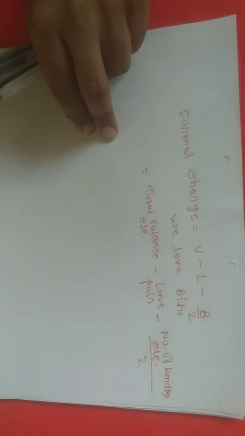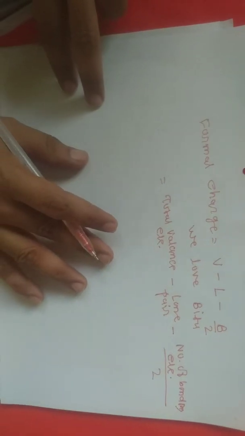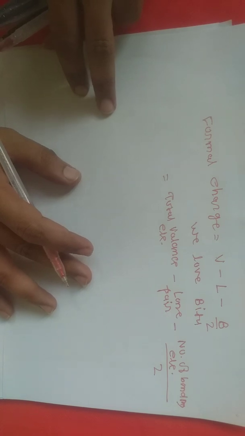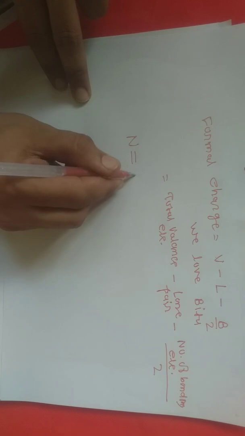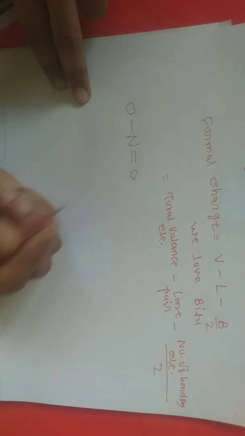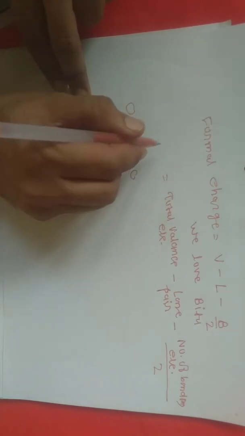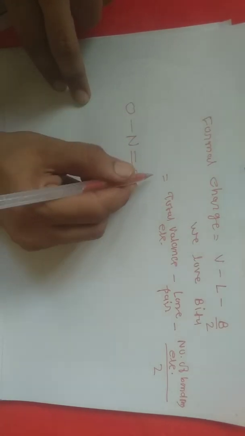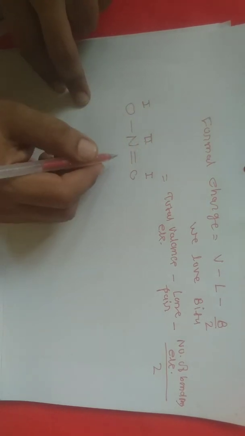So here, if we want to calculate, let's take one example so we can easily understand what the formal charge is. Okay. For example, NO2, right? In NO2, what is the formal charge of this oxygen, this nitrogen, and this oxygen?